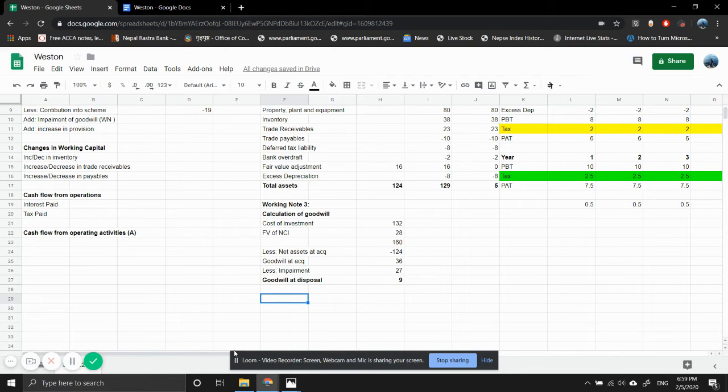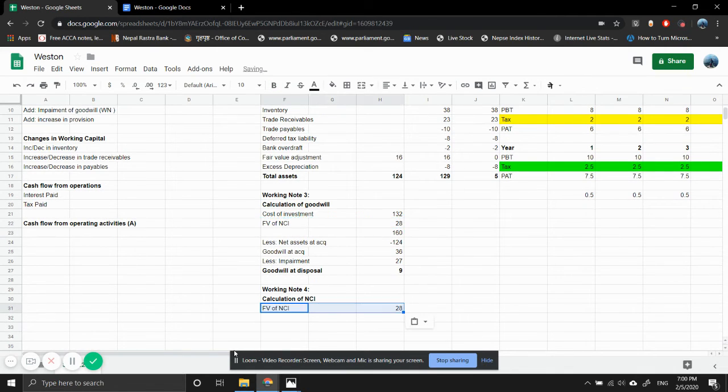Okay, so after this, quickly working note 4, calculation of NCI, right? I won't disturb the flow, that's why I'm going with it, okay? I know I have to calculate the impairment for goodwill.